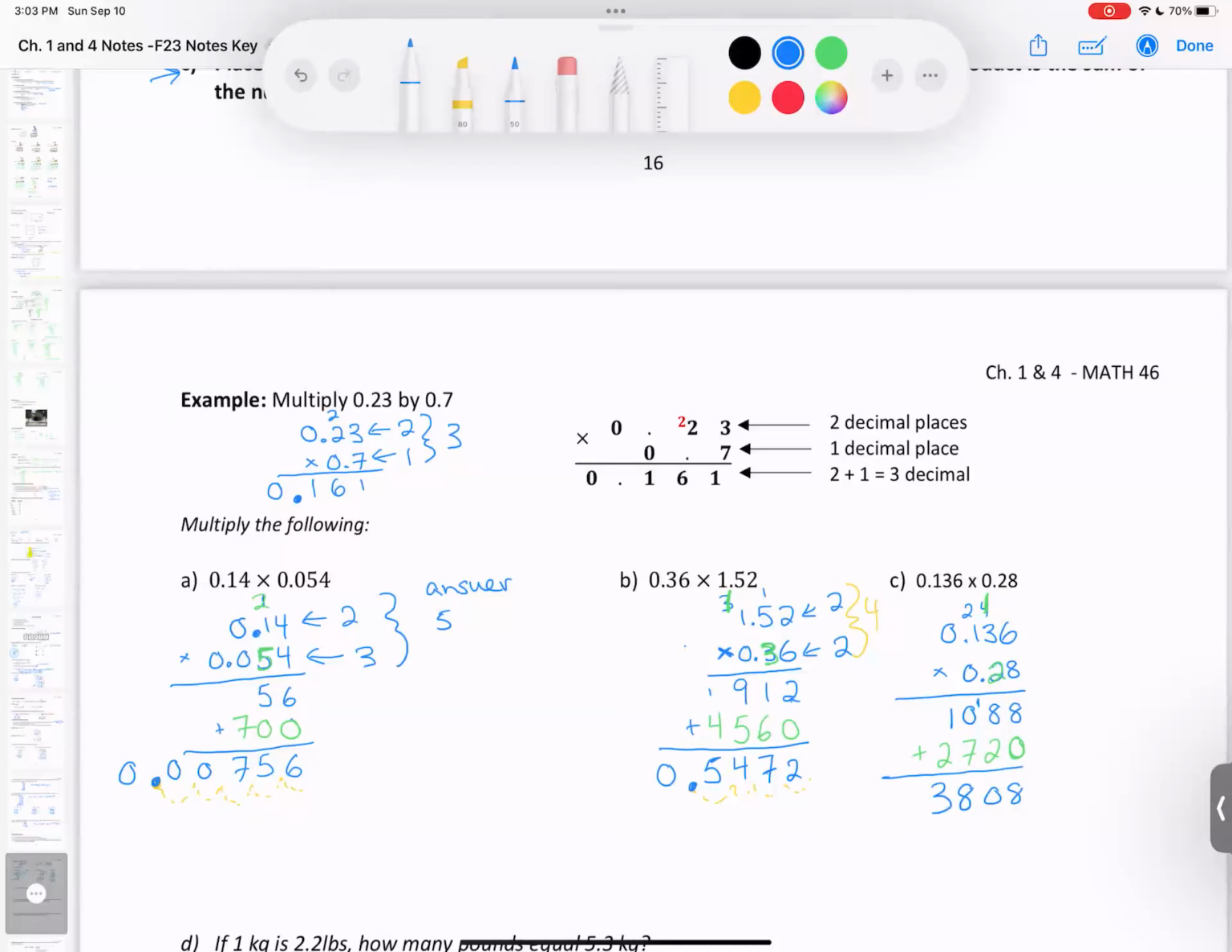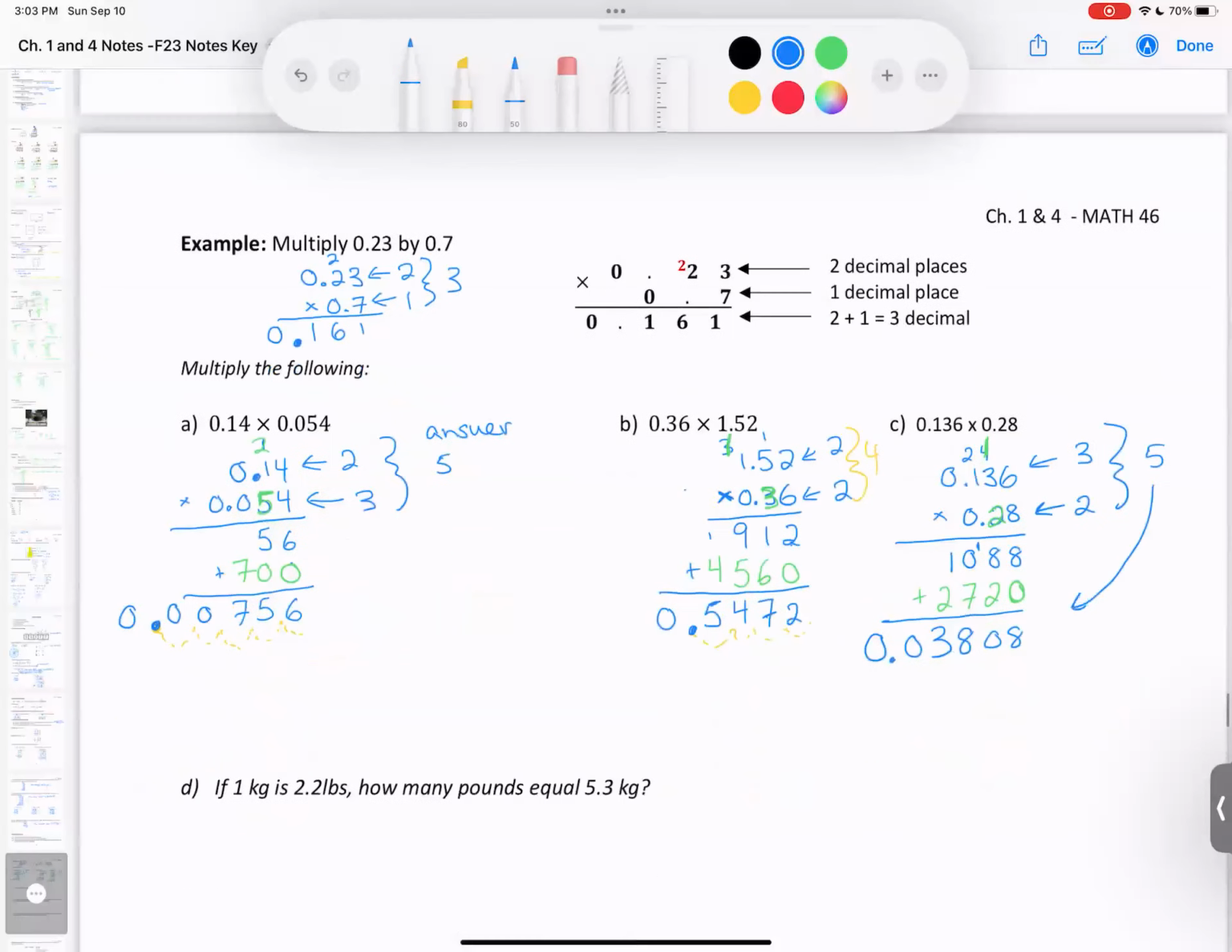And now final step is to figure out our decimals. So we had 3 decimal places in this first number and 2 in the second. So that means our answer is going to have 5. So we've got to add a 0 here. And this would be our final answer.